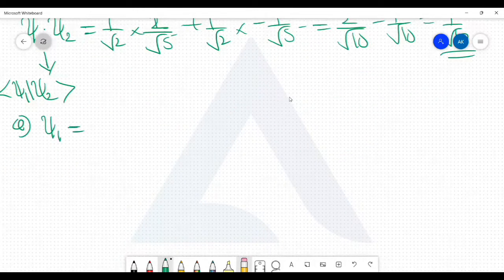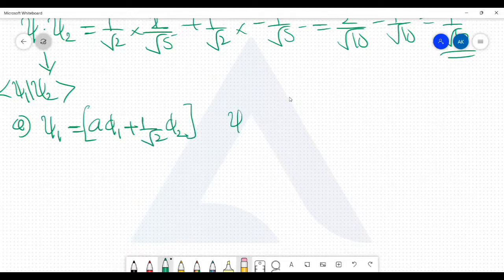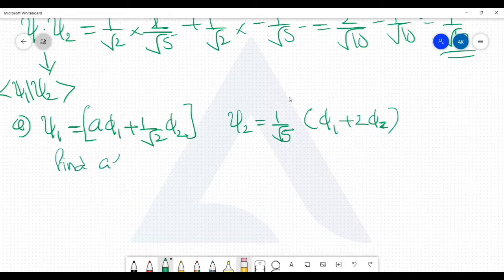Psi 1 equal to A phi 1 plus 1 by root 2 phi 2. Psi 2 equal to 1 by root 2, 1 by root 5, phi 1 plus 2 phi 2. Find A if psi 1, psi 2 equal to 0. That means psi 1 and psi 2 are orthogonal.